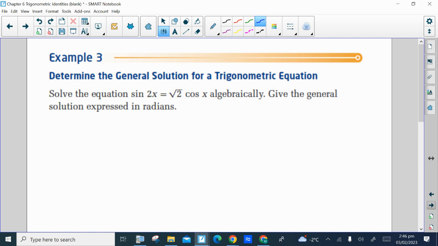Okay. So now we're going to solve this one, and it says give the general solutions in radians. So remember, the general solutions include all solutions from negative infinity to positive infinity. So that's where we use multiples of the period. And we always use multiples of something involving n, where n is an element of integers. But first we have to solve the equation.